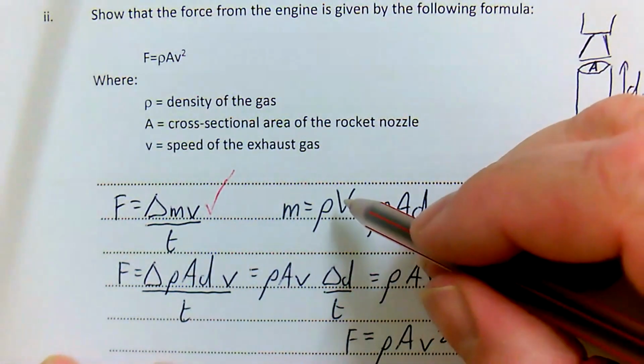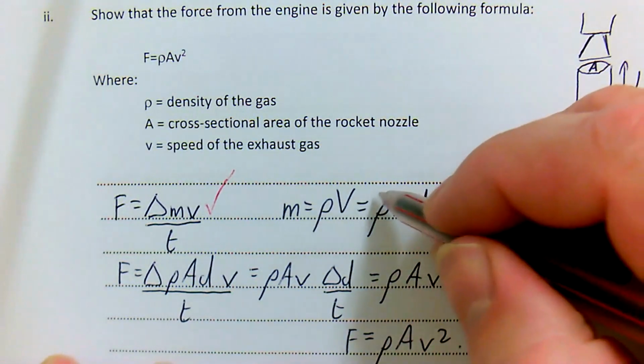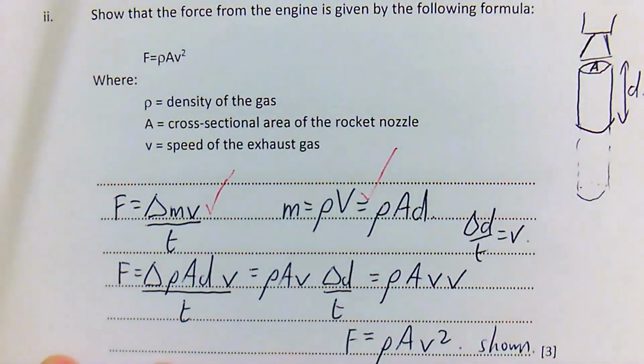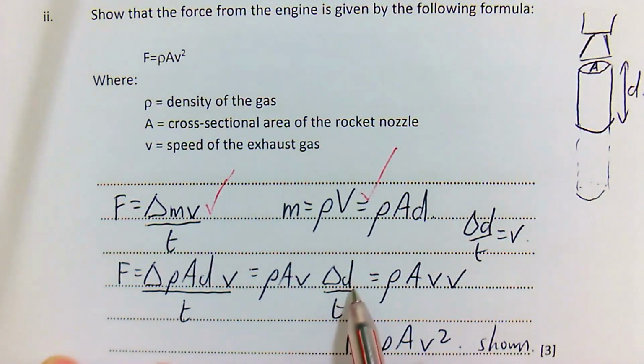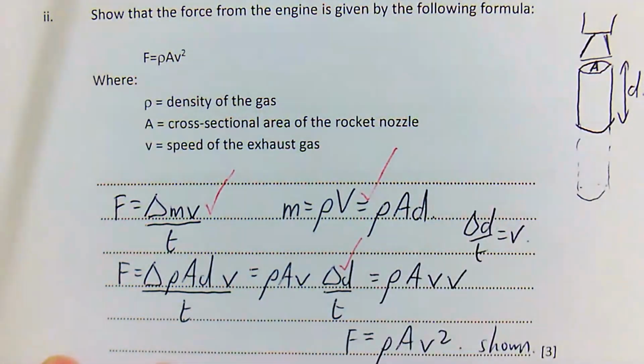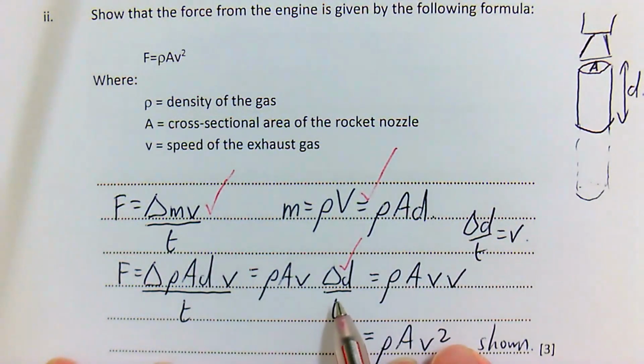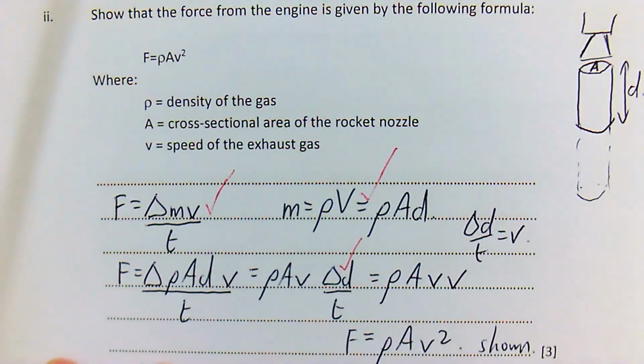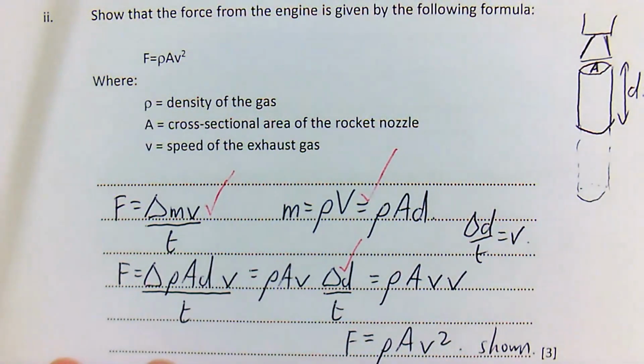If you linked mass, density, and volume, that was another part. And then the third part was really just putting it together, recognizing that delta d over t was going to be the speed. Those are the three stages I'd be looking for if I was marking this as an exam. As I said, this is a distinction level question. This is designed to be very hard to do. So if you struggled with it, don't worry, it's designed that way.